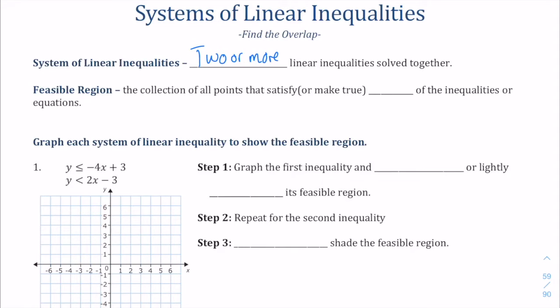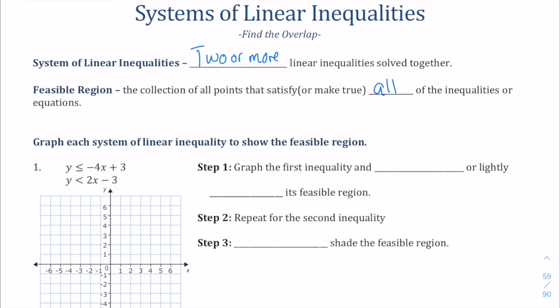Feasible, a fancy word for possible. So the feasible region is the collection of all points that satisfy, or make true, all of the inequalities or equations. All right, so let's look at some steps for how we would graph a system of linear inequalities.